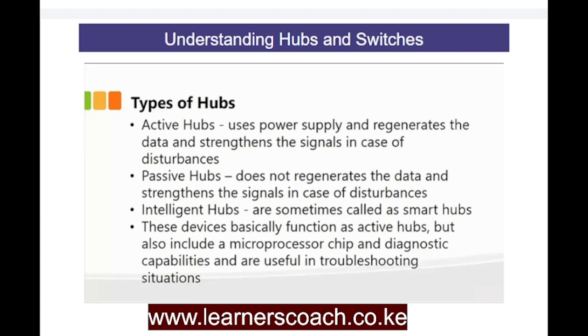Then there are intelligent hubs, and they're sometimes called smart hubs. These devices basically function similar to an active hub, but they also include another function, which is a simple microprocessor chip and diagnostic capabilities that are useful in troubleshooting situations. So different scenarios call for implementing different types of hubs.